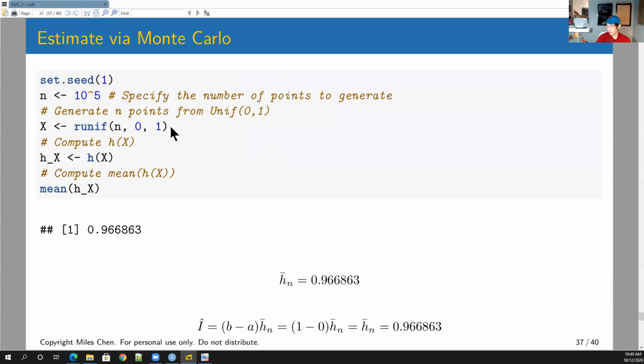If we estimate this via Monte Carlo integration, here I'm going to say let's take 100,000 points, 10 to the 5. That's going to be n, and we're going to ask for 100,000 random uniform points. So big X is going to be my sample of 100,000 random uniform points, and then we'll compute h applied to x, and then take the mean of that, and we get this.